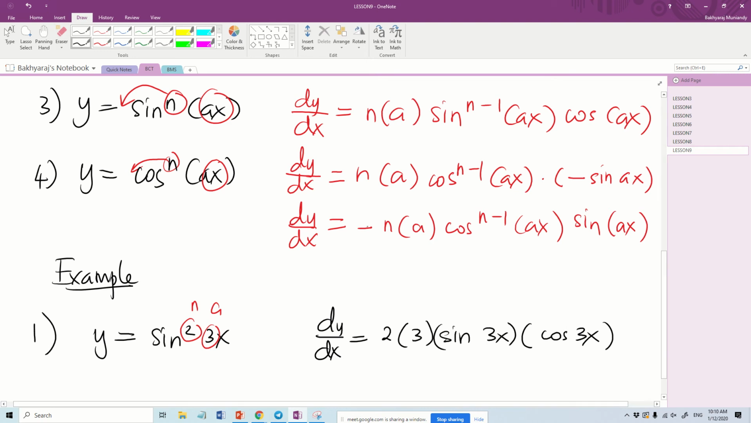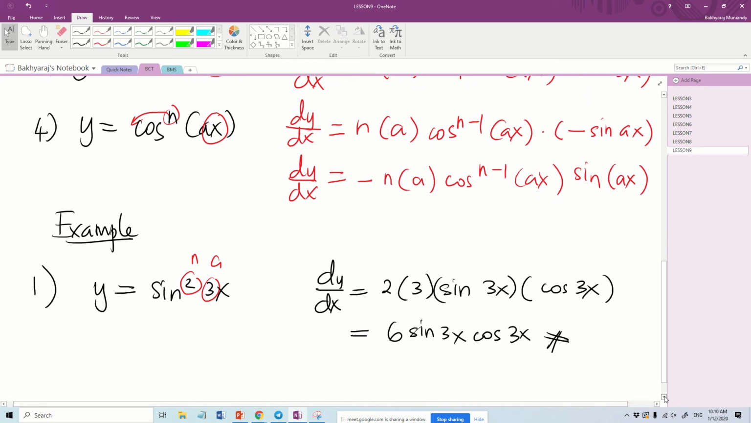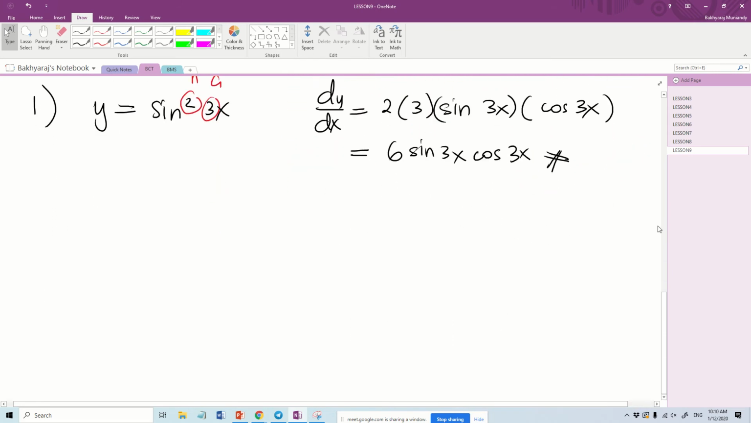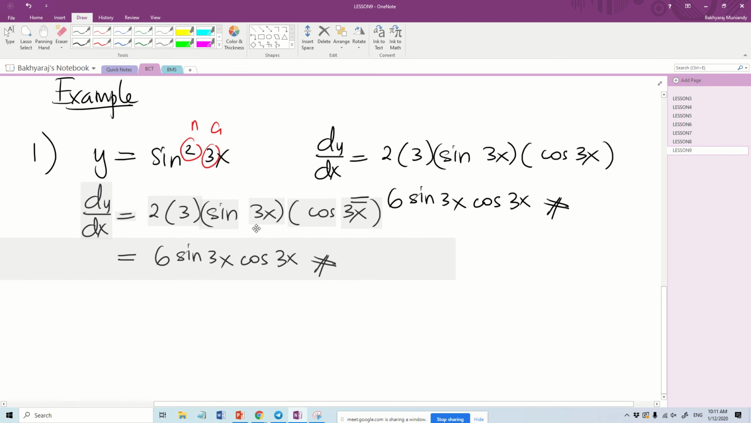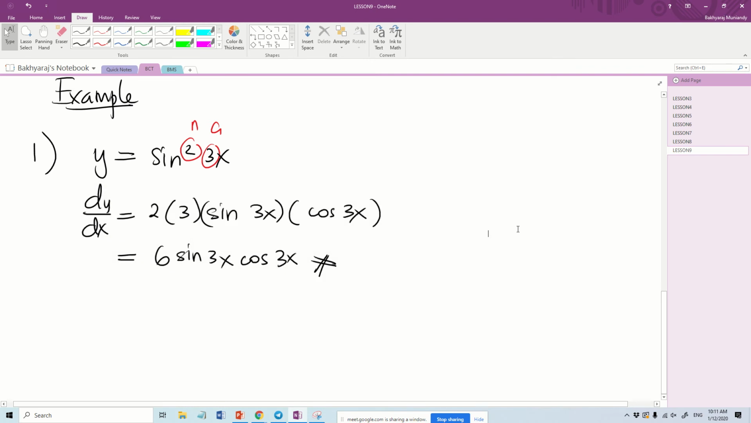So what will be the last answer? So 2 times 3 you get 6 sine 3x then cos 3x. So this is my answer. Okay, finish.